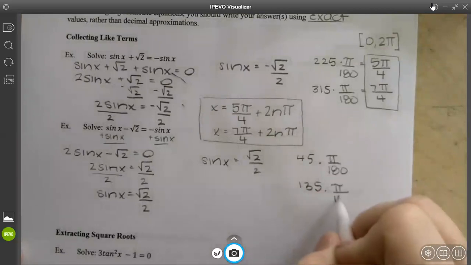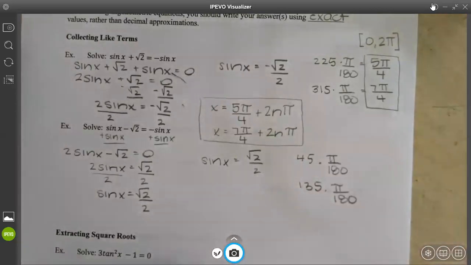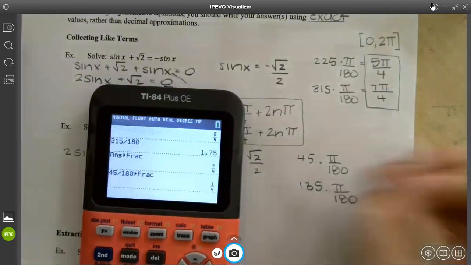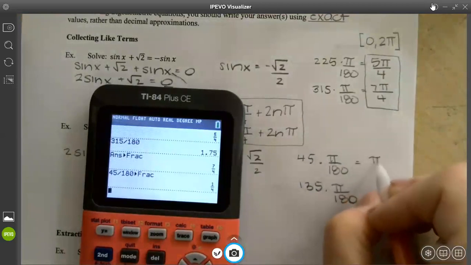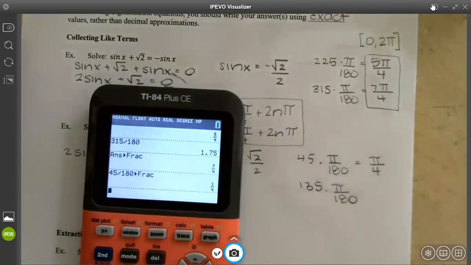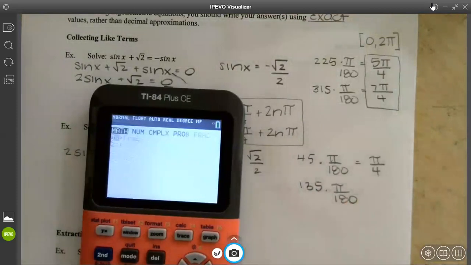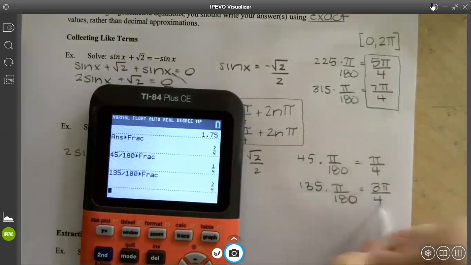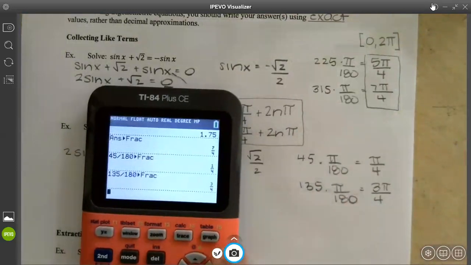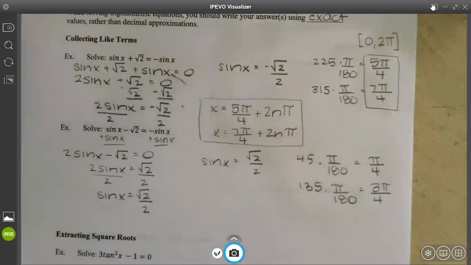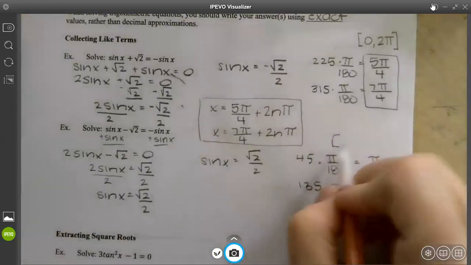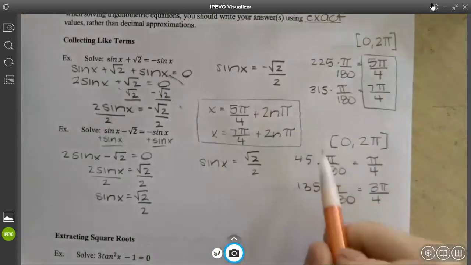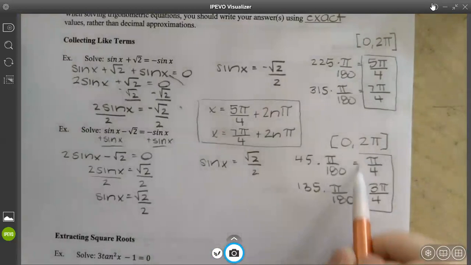If you already know the radians, you can use those instead of having to convert it. 45 over 180 is pi over 4. 135 over 180 is 3 pi over 4. But again, it didn't say anything about limiting it from 0 to 2 pi. It wants a general solution. So these would be 0 to 2 pi.